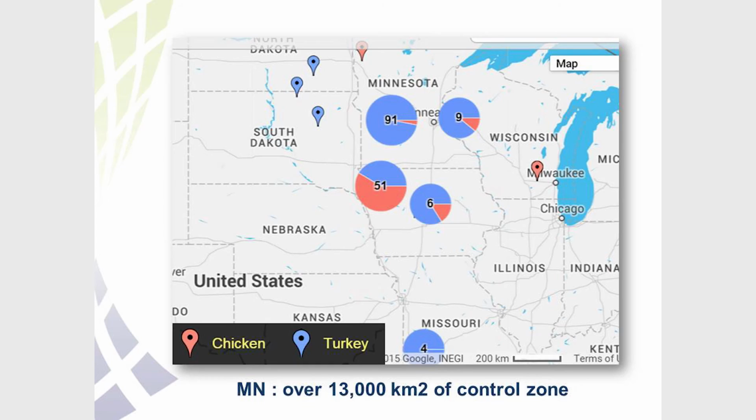If we look, this shows you the number of cases that occurred in chickens and turkeys in Minnesota and Iowa. So when we talk about a control zone, if a farm is infected, then we have the 3-kilometer infected zone and a 10-kilometer control zone. The state of Minnesota had over 13,000 square kilometers that were control zones. Now you think about even just those 1,800 extra people that they hired. It's all of this to try and prevent things from spreading.